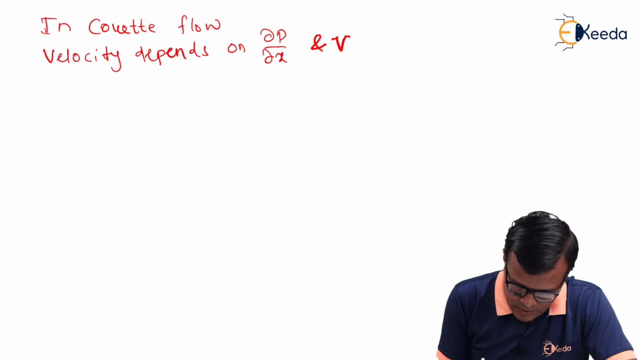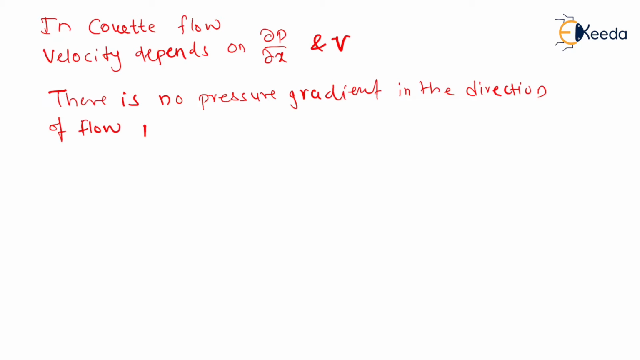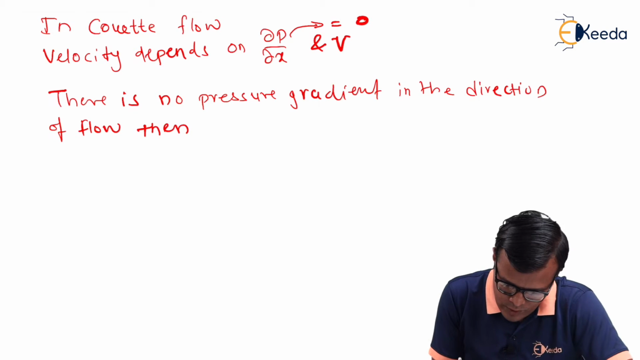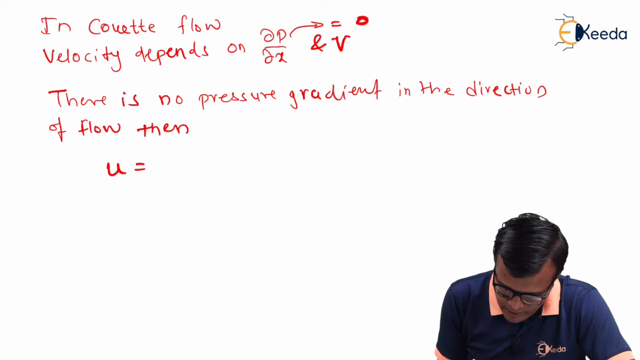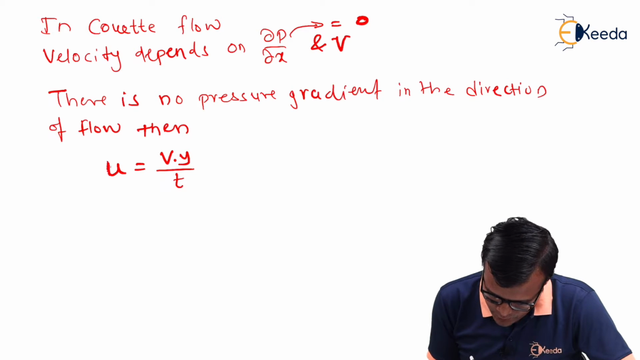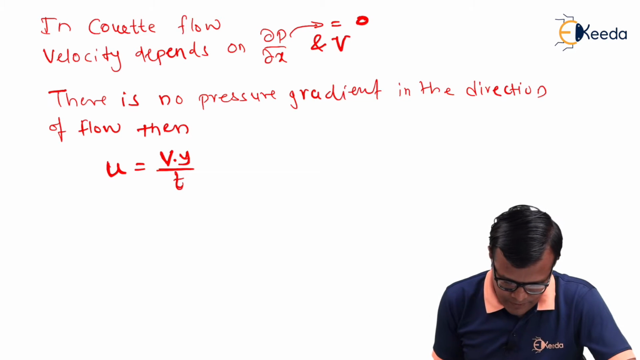So there is no pressure gradient in the direction of flow. Then if this delta p by delta x value becomes 0, it is clear that this u will depend only on the term v into y upon t.